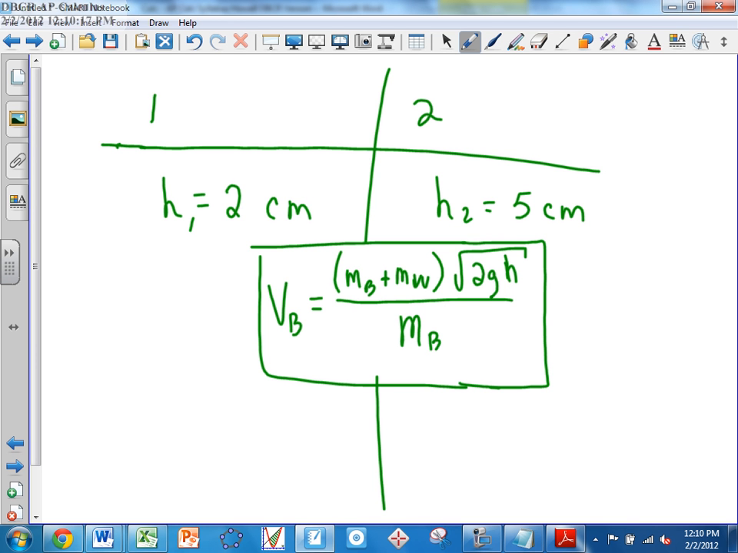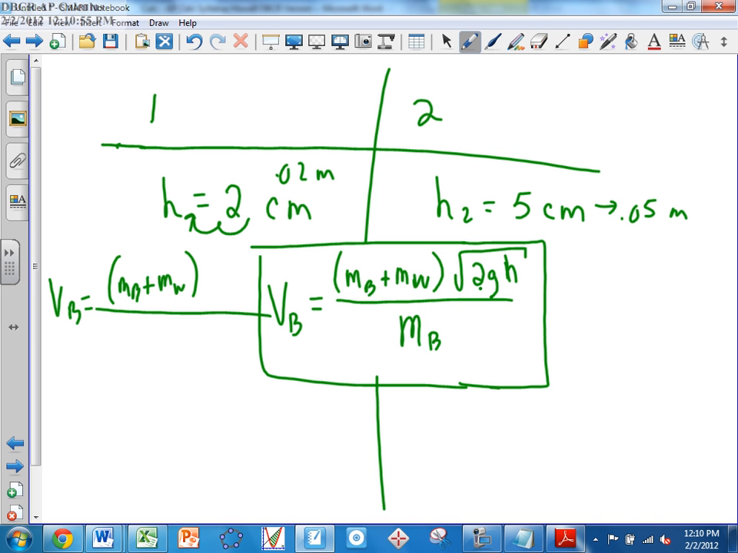The velocity on the left side, again, will be VB equals MB plus MW, which we don't know, times square root 2gh. That's going to be 2 times 9.81 times the height. What should I make this height, though? Meters, probably. So we're standard. Just quickly convert to meters: 2 centimeters, move it over 2 spots, so this is really 0.02 meters. This is really 0.05 meters. Just note that, please, because we're going to use those numbers.